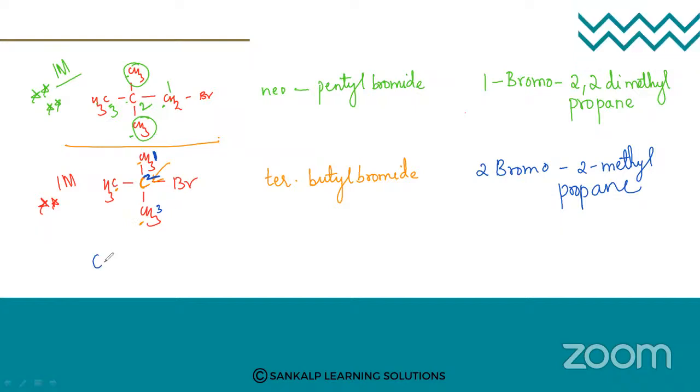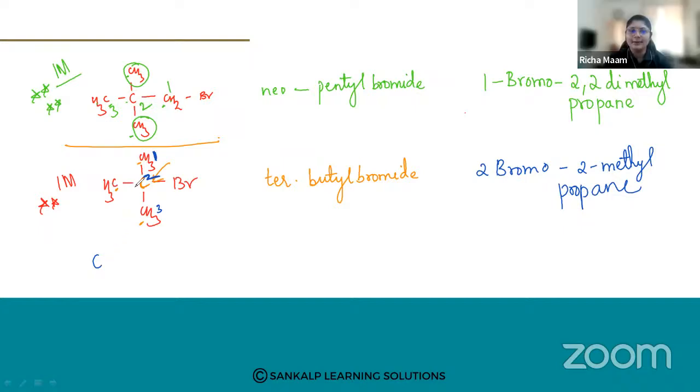Next. Go to number chain, ma'am. What happened? Let me explain if you did not understand. When I'm writing the numbering here, tertiary butyl bromide is understood because the carbon is attached to 3 other carbon atoms. So it is a tertiary carbon. The number of carbon atoms is 4.